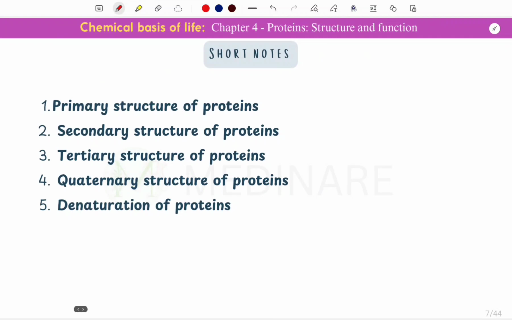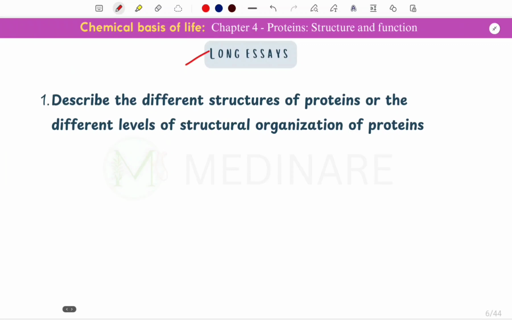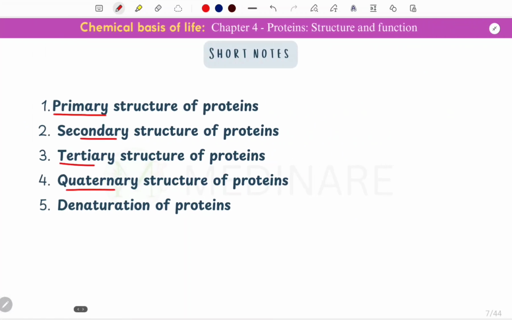Moving on to the short notes. It is about the primary, secondary, tertiary, quaternary structure of proteins separately. It was asked together in the 10 mark. So if we read the 10 mark for this chapter, then it is easy for us to write the 5 marks, because it is about the description of all the different structures of proteins, right? So even if they ask it separately, we can write it. So that's the point I'm trying to make. Then denaturation of protein was also asked.